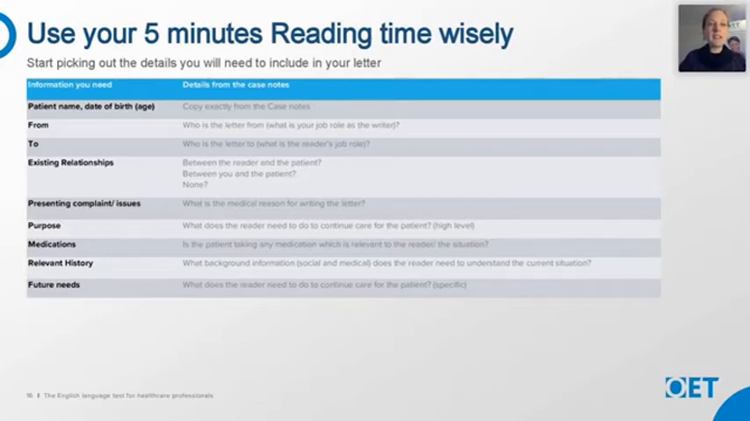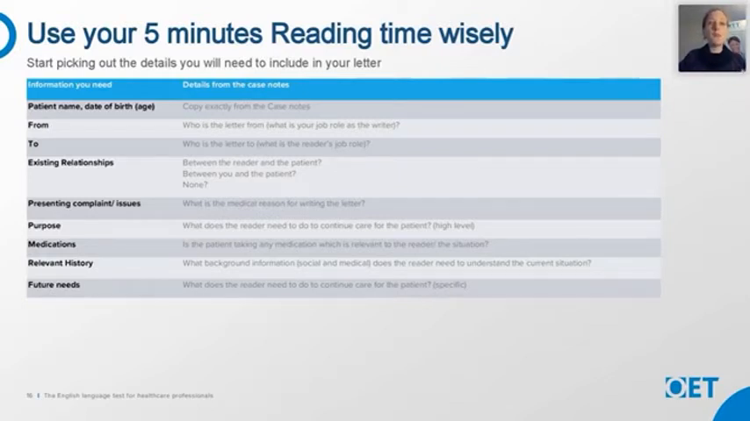The first one is the patient's name and their date of birth, and make sure when you're writing these into your letter that you copy them exactly from the case notes, spell them perfectly. Then we need to find out who is the letter from, which means what is your job role as the writer, and who is the letter to, what is the reader's job role. It's also a good idea to think about whether there are any existing relationships between the reader and the patient. And this could be between you and the patient, or between the reader and the patient, or perhaps there are no existing relationships.